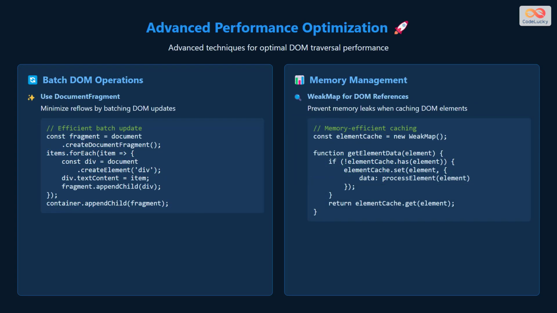For advanced performance optimization, you can batch DOM operations by using a document fragment. This method minimizes the reflow and repaint operations by updating the DOM in batches. Another technique for better performance is memory management by using WeakMap for DOM references. This can help in preventing memory leaks when caching DOM elements. WeakMap automatically garbage collects the unused keys, making memory management easier.